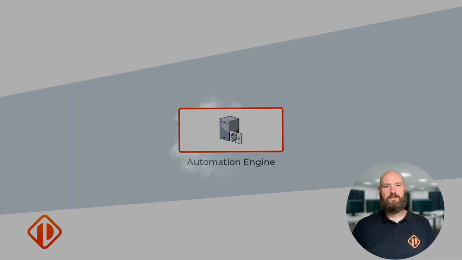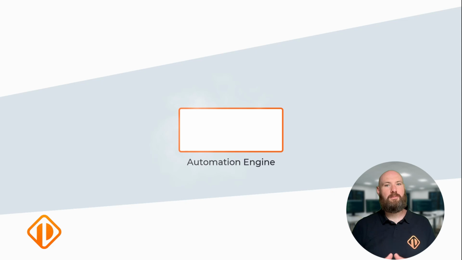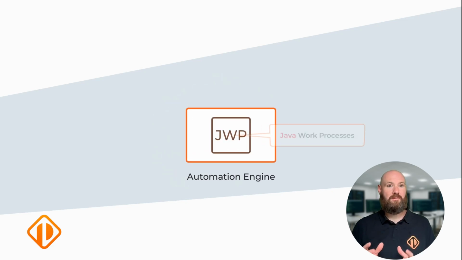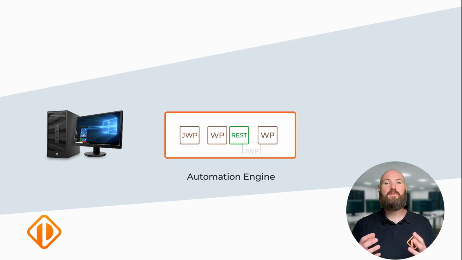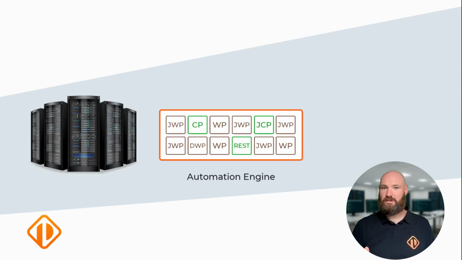Let's start with the automation engine. It consists of several processes. These include, for example, the JWPs, the Java work processes, and the classic WPs, the work processes. The number of these processes depends on the size of your system. You can find information about this in the documentation, the sizing guide.